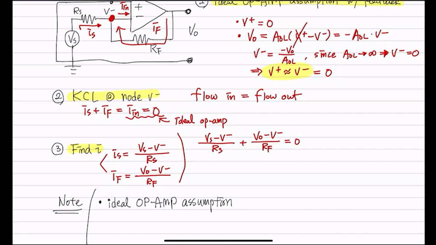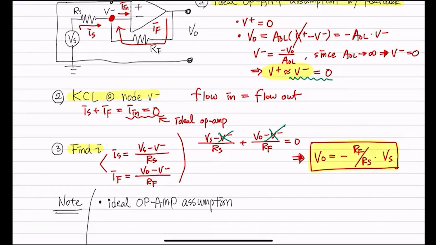And what about this one? How should we deal with this? It's 0, isn't it? You can just cross that out. And if we do a little bit of math, Vout is negative Rf over Rs times Vs. So finally, we got this relationship. Vout is negative Rf over Rs times Vs. So Vs and Vout are related by this ratio and has a negative sign.